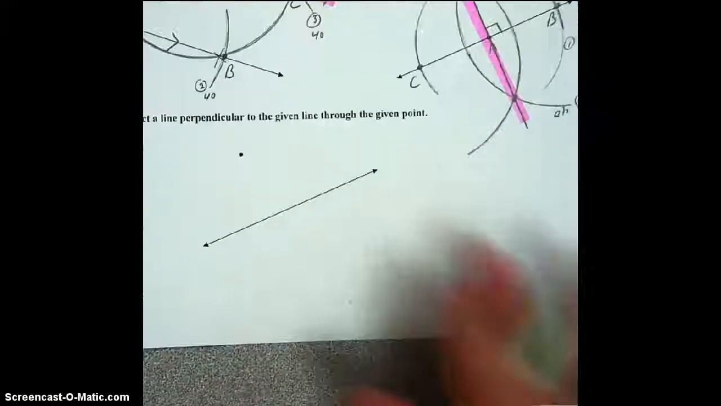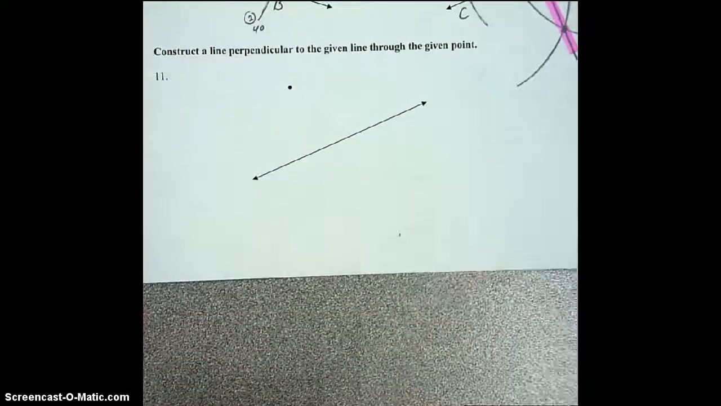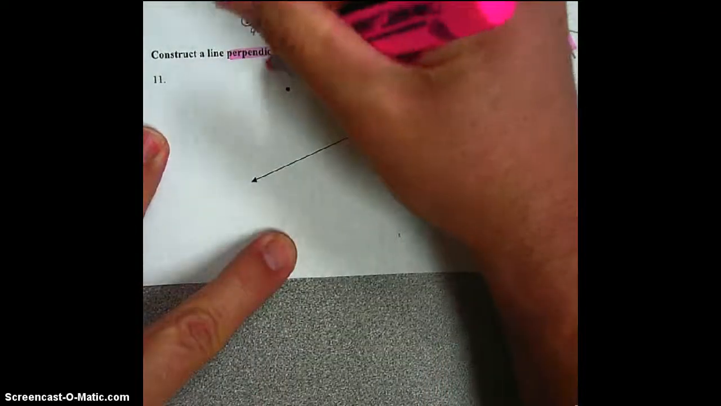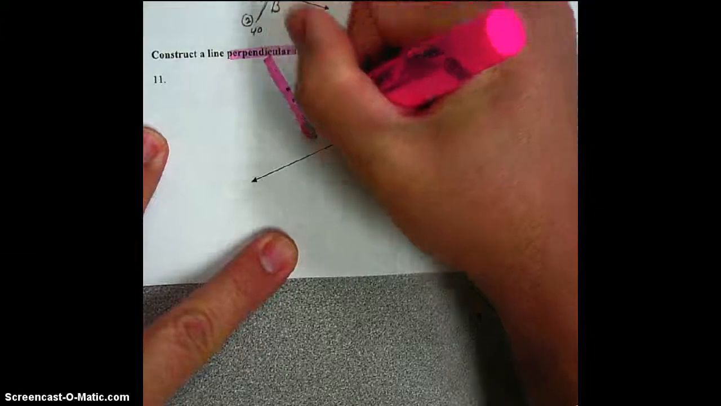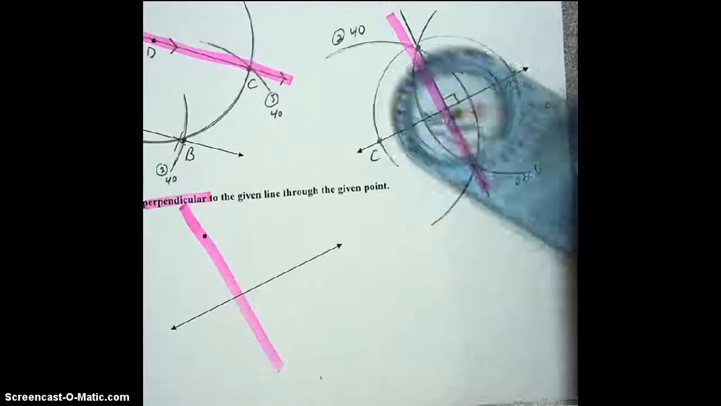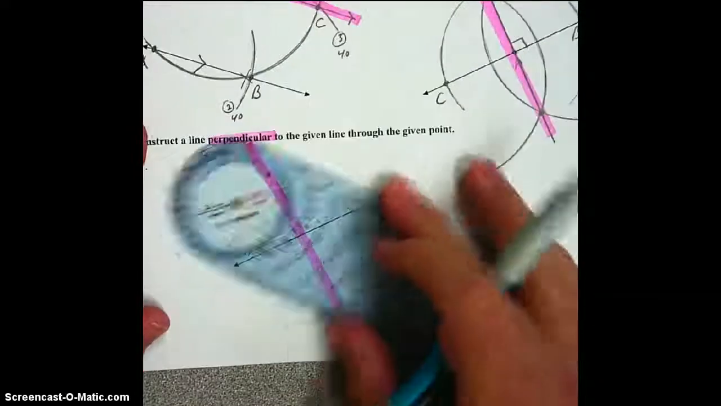And finally, number 11, construct a line perpendicular to the given line through the given point. So we want that perpendicular again. So it's going to be kind of like the last one, where it should make a right angle. Since the steps are actually the same, and in number 10 I put my center on the given point, I'm going to do the same thing and put my center on the given point.